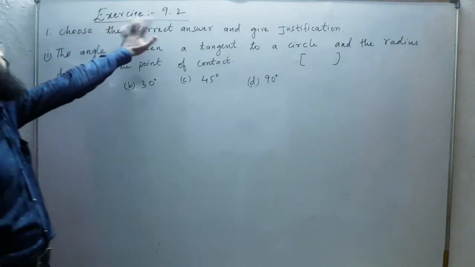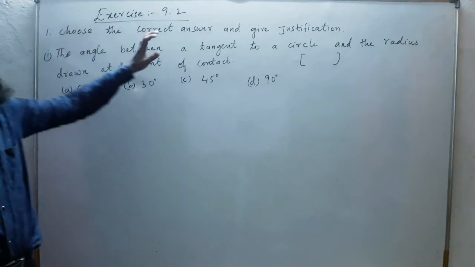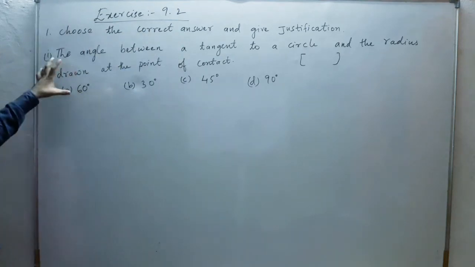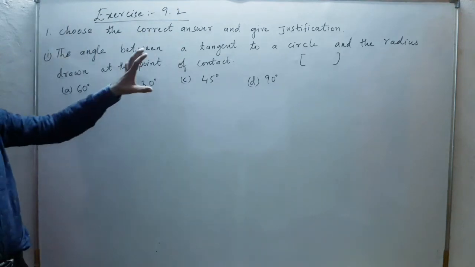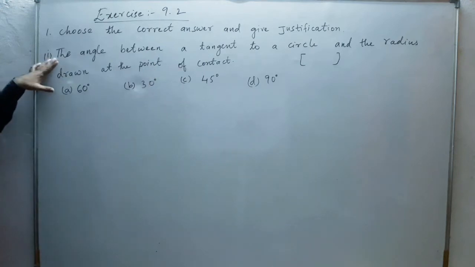Exercise number 9.2. First problem. Choose the correct answer and give justification. We have to select which one is the correct answer. For solving this, let us read this first bit.